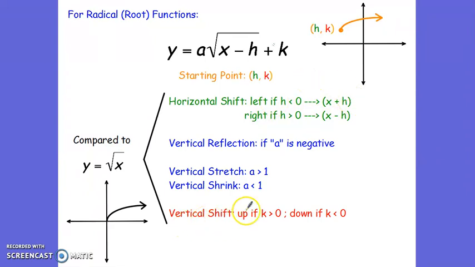Vertical shifting, again, that's that k value. We started up at 6 because k was 6. A vertical reflection would happen if we were multiplying out in front by a -1. And a vertical stretch or shrink would happen, again, if we were multiplying by a number out in front other than 1.